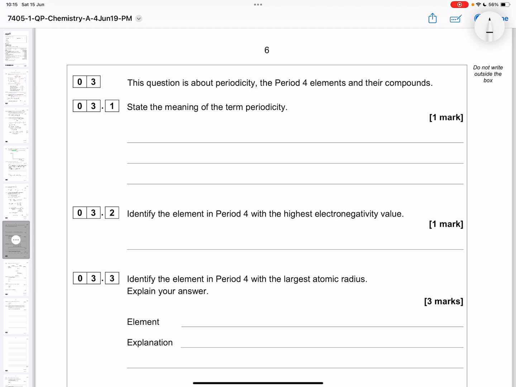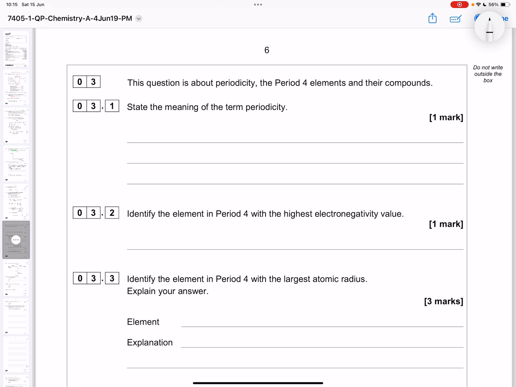This question is about periodicity, the period for elements and their compounds. So this is probably a bit of an application question of the A1 pack, the AS pack on periodicity, and the A2 pack on period 3 elements, applying it to a new period in the periodic table. State the meaning of the term periodicity.